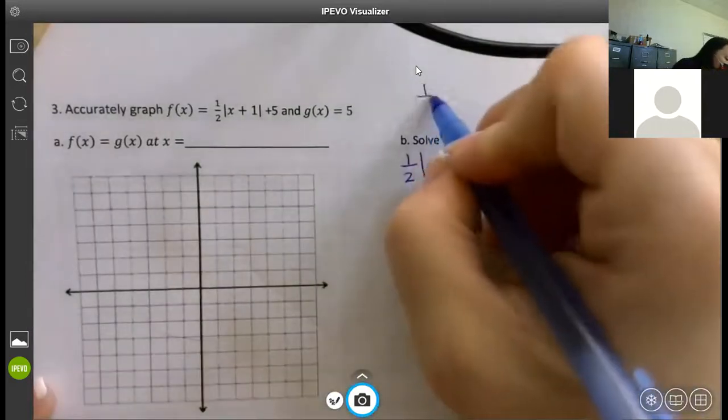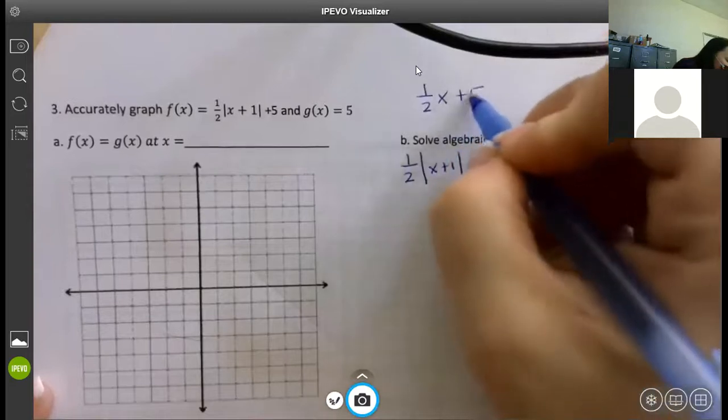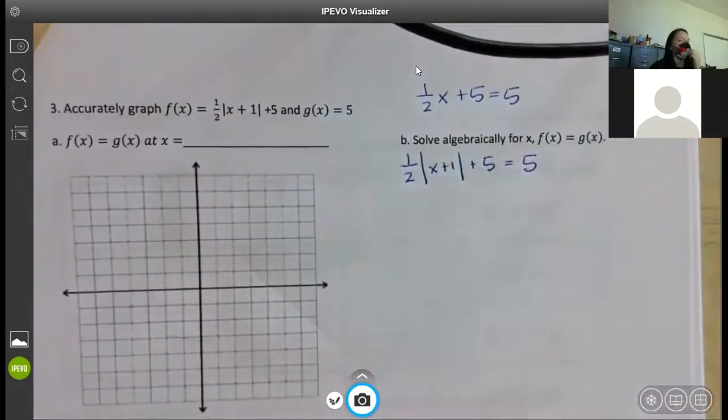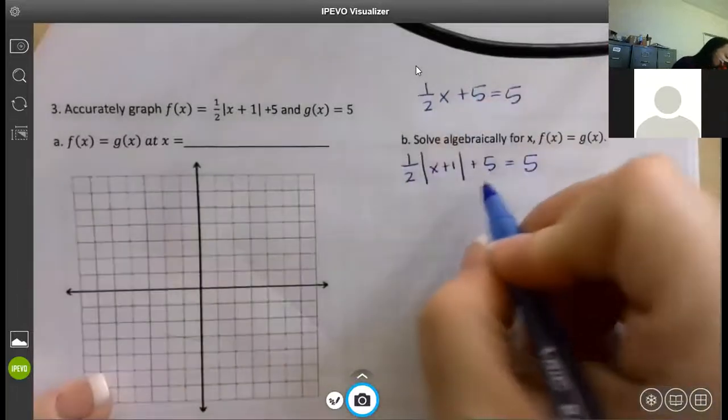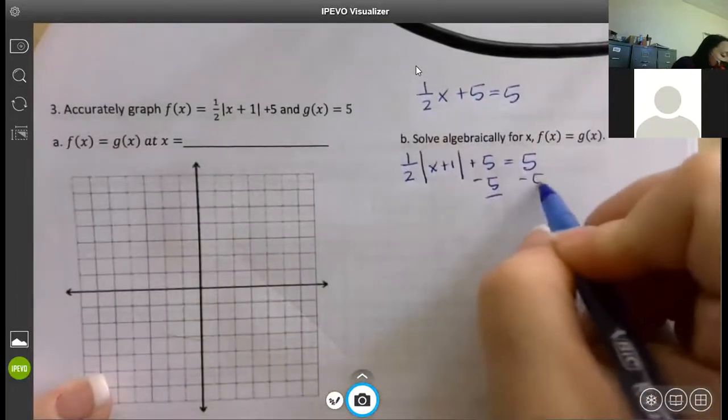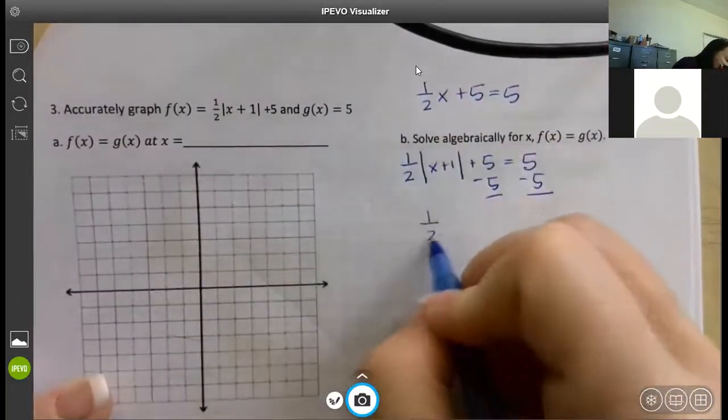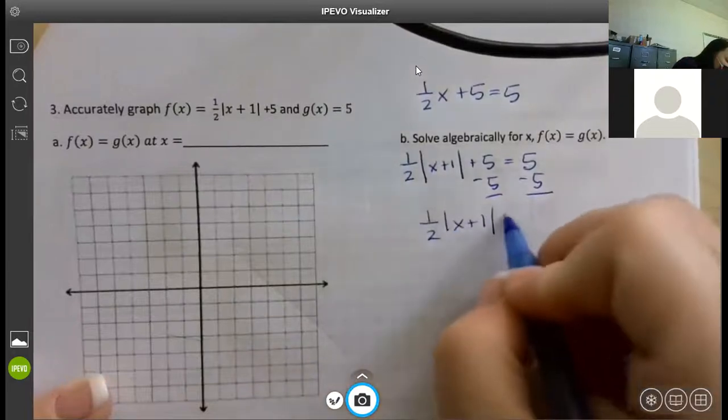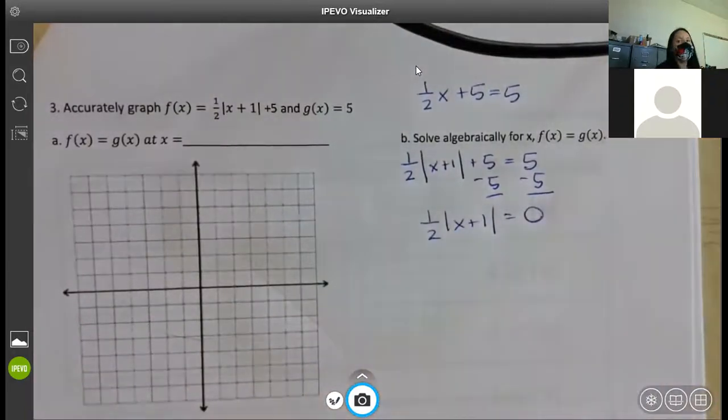Again, look at it as this equation, 1/2 x plus 5 equals 5. What would I do for that equation? Come on, girls. What would I do? Subtract the 5. Remember, we do what's not with x first. So we're going to subtract 5. Thank you for answering that. I really appreciate that. I get 1/2 absolute value of x plus 1 equals 0.